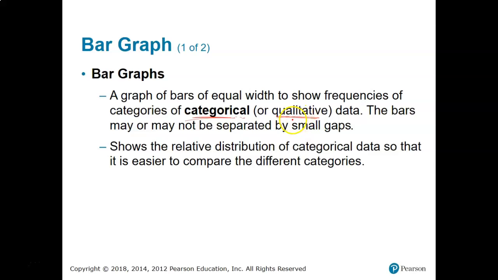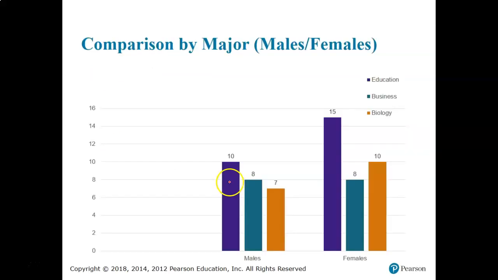Okay, so the bars may or may not be separated by small gaps. So with a histogram, they're not going to be separated. They're going to touch. The bar graph, they may touch or they may not. That's not necessarily a characteristic of the bar graph. And it does show the relative distribution of the categorical data so that it's easier to compare the different categories. Okay, so if I look at this one, I can clearly compare the different majors, education, business, and biology for males, and then compare it for females and so forth. So it's just a very clear way to compare those.